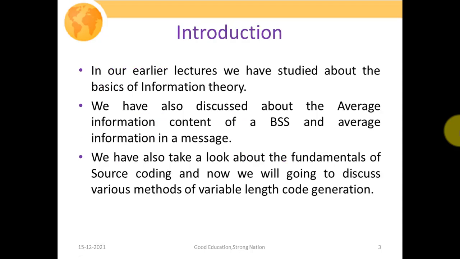In our earlier lectures, we have studied the basics of information theory, such as the average information content of BSS, entropy, average information in a message, information content, etc. We have also taken a look at the fundamentals of source coding, what its requirement is, and what we actually have to do in source coding, that is, to reduce the redundancy. And now we're going to discuss various methods of variable length code generation, such as Shannon-Fano coding. It is one of the instantaneous code generation mechanisms. So we will take a look at what Shannon-Fano coding is, its algorithm, what it says, and how we're going to code the information source with the help of the Shannon-Fano algorithm.